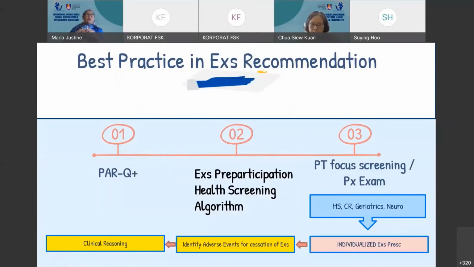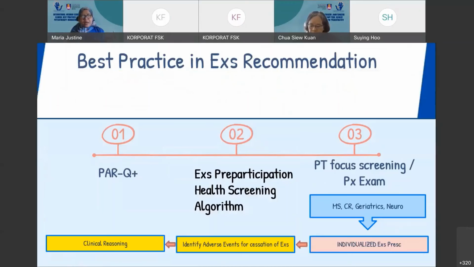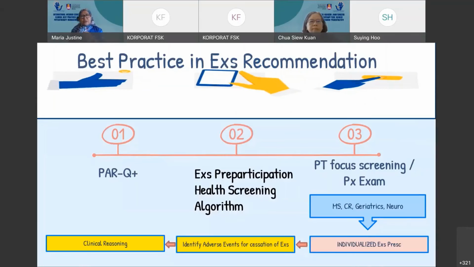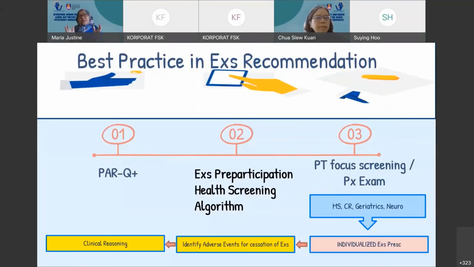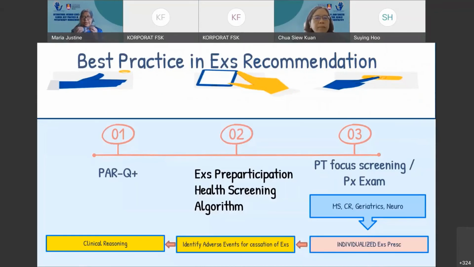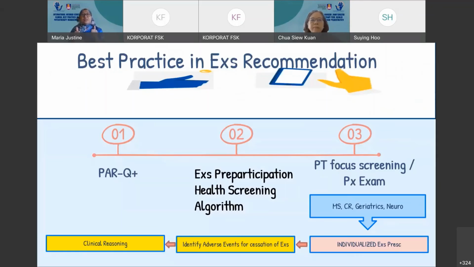So we are almost at the end of my introduction to health screening prior to exercises. What we have learned here answers the purpose of the international webinar series on best practices in physiotherapy management. So I am now recommending to you the best practice in exercise recommendations for our clients. First you need to do PACU Plus, right? And you also need to do the exercise screening algorithm, right?